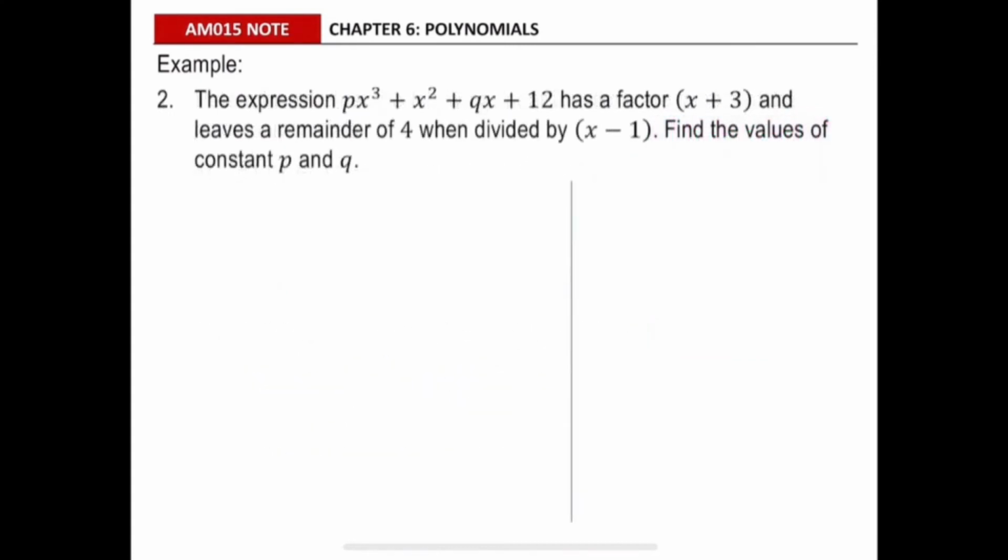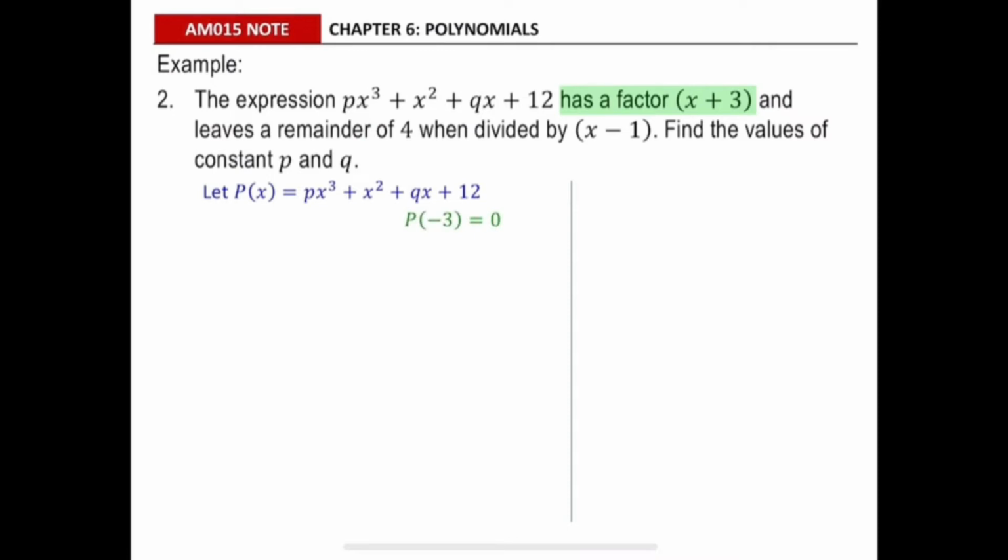Question 2 is, the expression px cubed plus x squared plus qx plus 12 has a factor x plus 3 and leaves a remainder of 4 when divided by x minus 1. Find the values of constants p and q. Let the expression be P(x). The expression has a factor x plus 3, means that P(negative 3) is equal to 0.